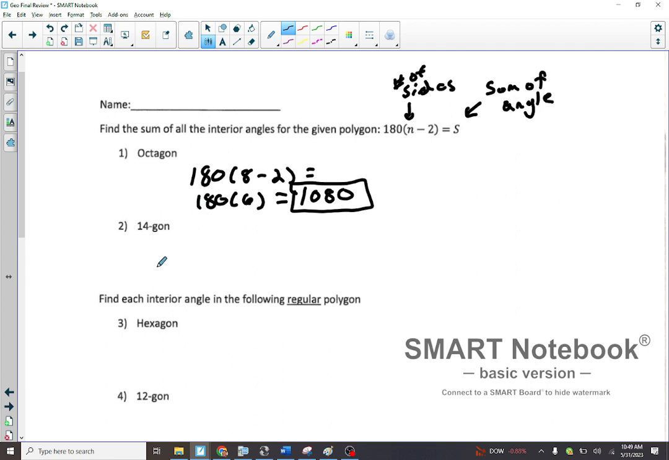Anything above 10, I don't expect you to know. So a 14-agon, which is a 14-sided one. So 180 times 14 minus 2. 180 times 12. 1,800 plus 360. 2160, yeah, you got to carry one over.